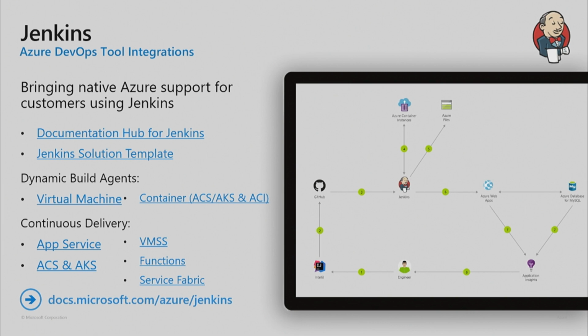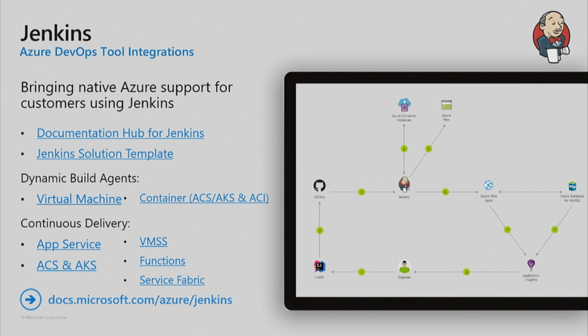So Jenkins is one of the first projects that my team started investing in from an integration perspective. So it's pretty mature in that it works really well with Azure. So for each of the different products, we have a documentation hub, and the documentation hub has examples. It's got documentation on the integrations. It's got quick starts, so you can get up to speed quickly on how these things work.